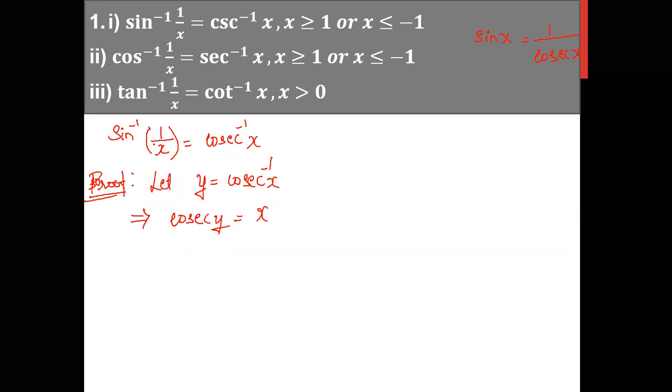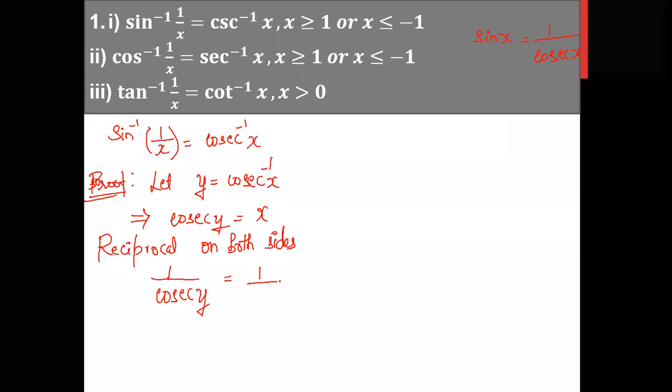Now I need 1 by x, correct? I need sin inverse of 1 by x, but I have x. So I'll take the reciprocal on both sides. The reciprocal of cosecant y is 1 by cosecant y, and the reciprocal of x is 1 by x. I'm taking reciprocals on both sides, so cosecant y becomes 1 by cosecant y, and x becomes 1 by x.